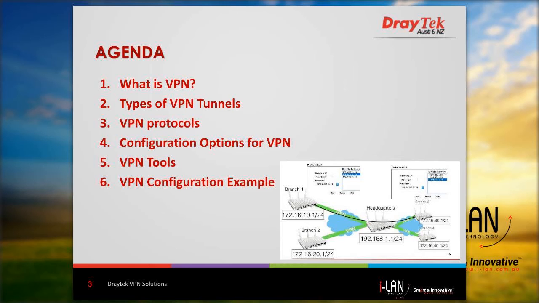It's listed there, there's a number of topics we'll cover today. The first is I'll describe what a VPN is. Then I'll describe the different types of VPN implementations supported in DrayTek routers. Then I'll follow this by VPN protocols used and some background information on how the tunnels are established. And then I'll look at some VPN tools and go over a VPN configuration example.